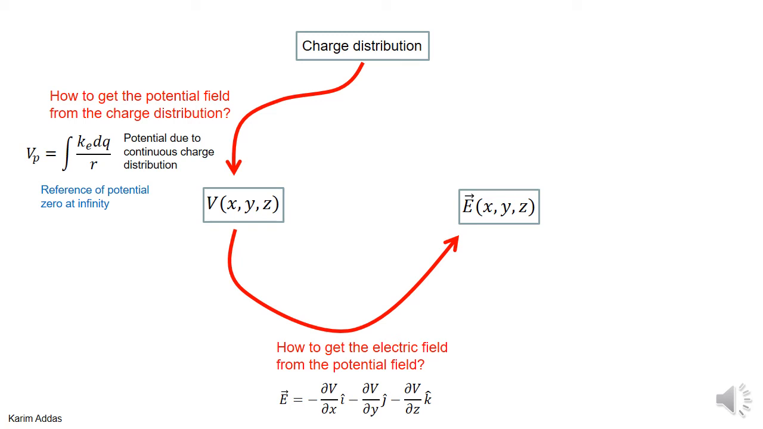In this problem, we want to illustrate how we can go through this two-step process to get the electric field using the concept of potential, but for continuous charge distributions. So we know for a continuous charge distribution how to get the potential. It's the integration of Ke dq over r. So we want to see how to use this to get the potential, and then once you know the potential, how to get the electric field using this relation.